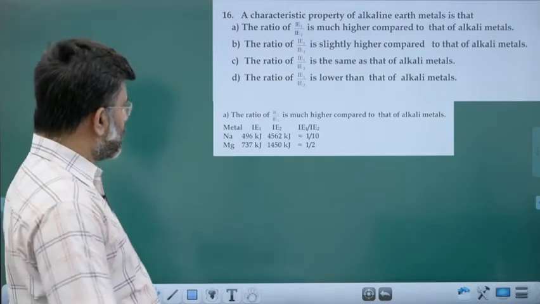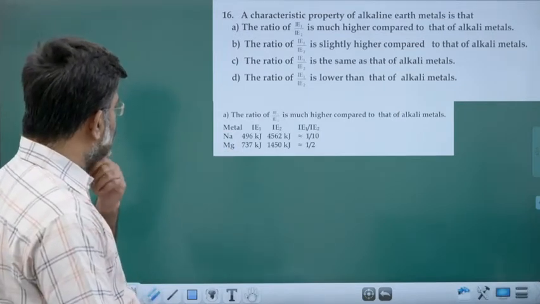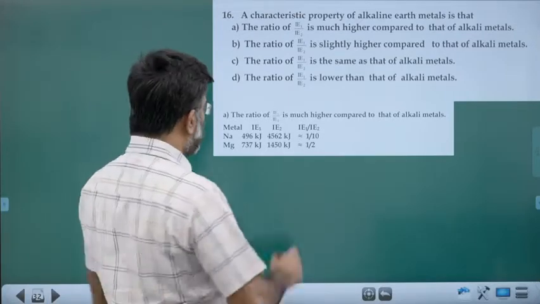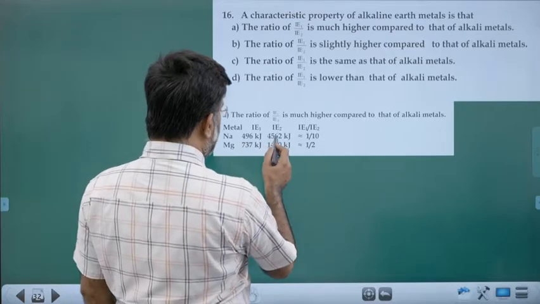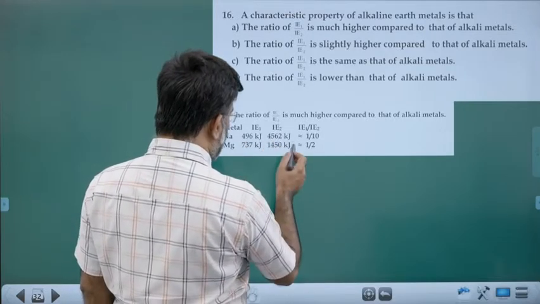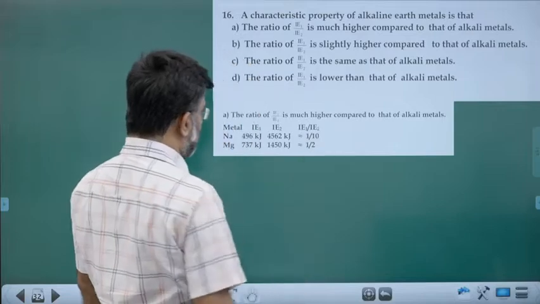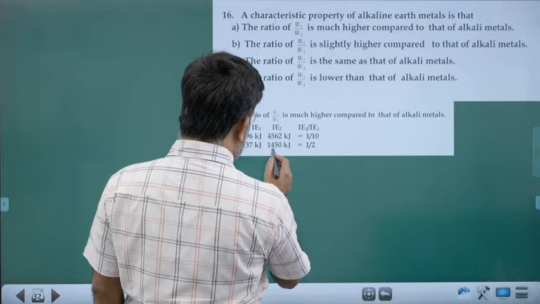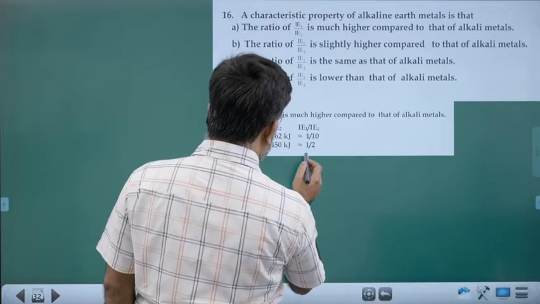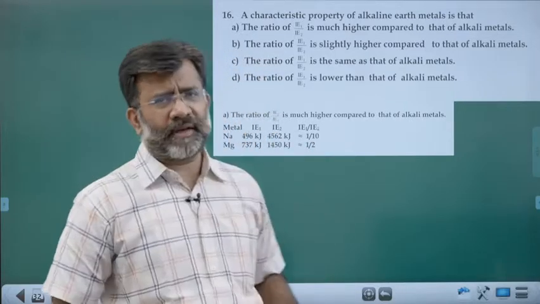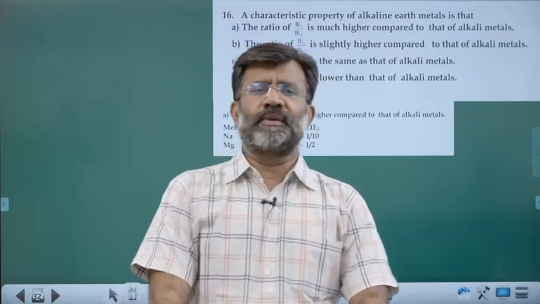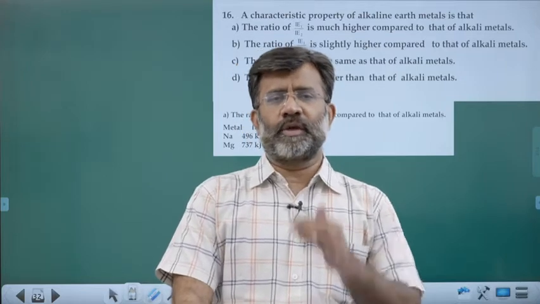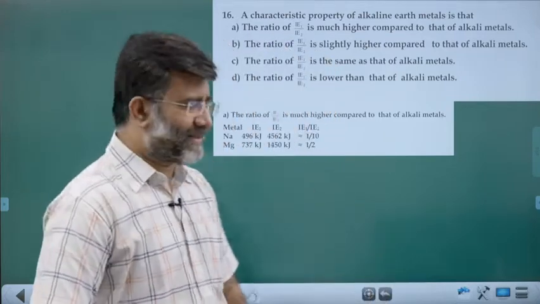Yeah, we have a comparison there. IE1 for sodium and magnesium, the nearby members. Sodium 496, second value 4500. So the value comes around 1 by 10. While magnesium 737 and 1500 range, the value comes out to be half. Just one comparison. If you take similar comparisons, you can understand for group 2, IE1 by IE2 is a larger value. Okay, next.